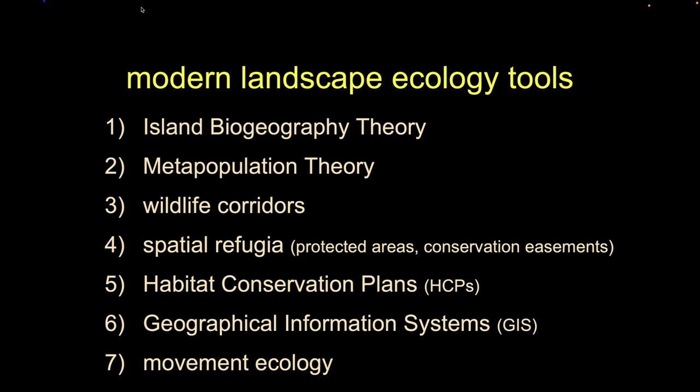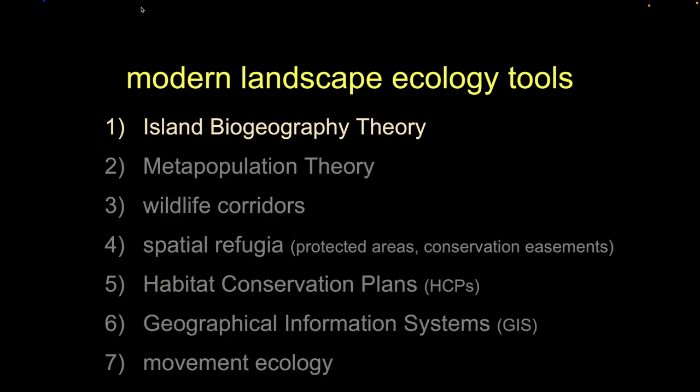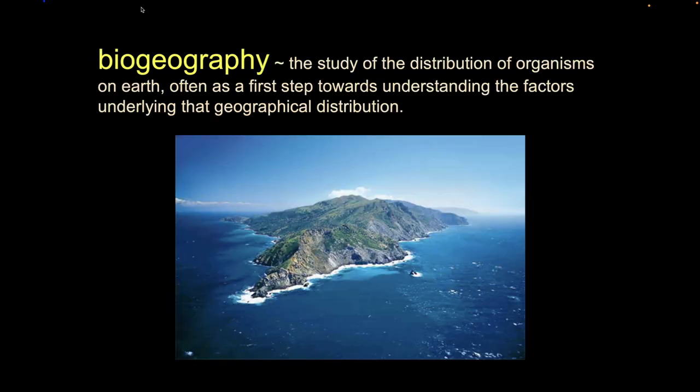And so this is a key tool to engage with landscape planning. And then this whole idea of movement ecology, that's really exploded. Ecologists and conservationists have always looked at movement, but in the last two, three decades, the technology to follow organisms moving throughout the environment has just absolutely exploded. It's gotten fantastically more sophisticated and much more helpful. It has huge implications for managing resources. So today we're just going to talk about island biogeography theory.